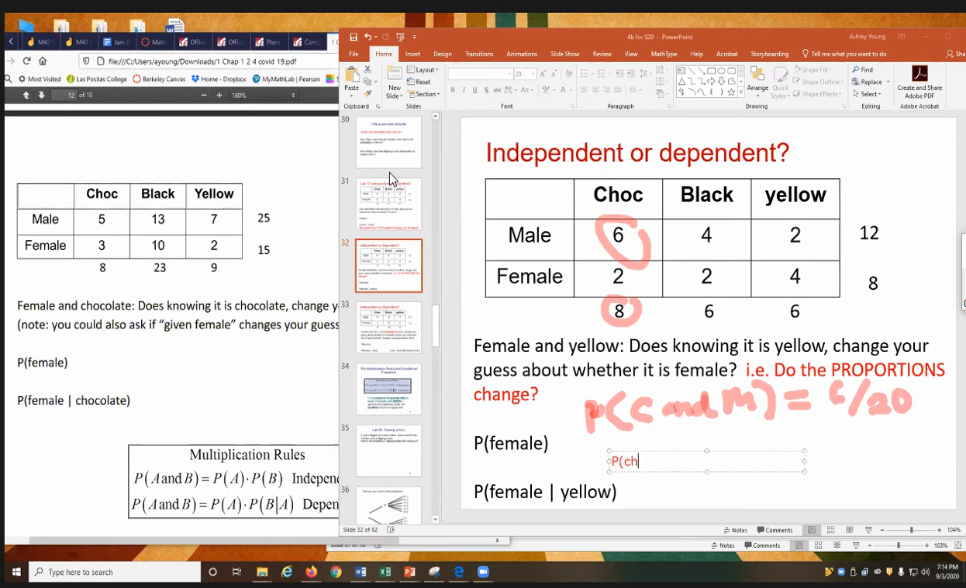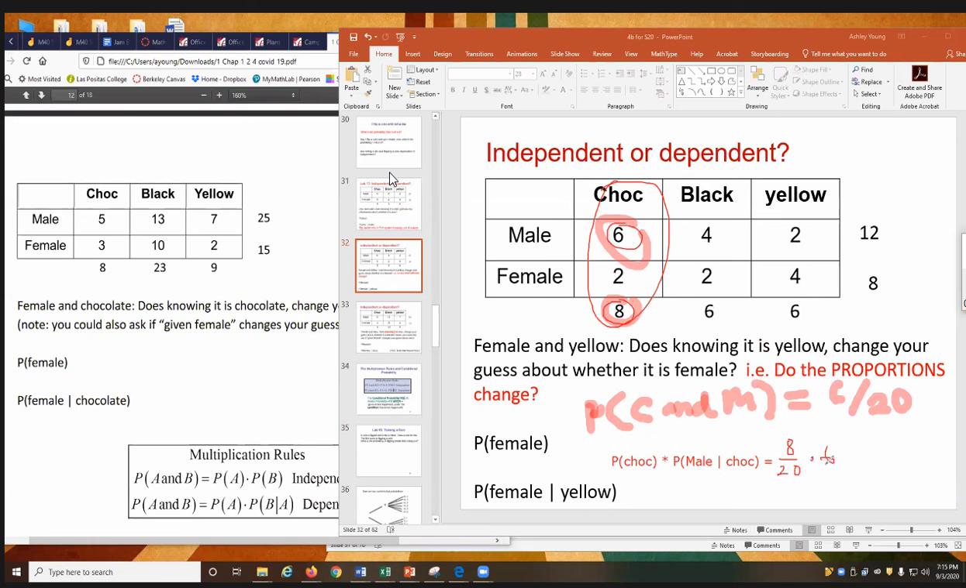chocolate times the probability of male given chocolate. So that would be, let's see, what's the probability of chocolate? Probability of chocolate is 8 out of 20. I'm going to do this by hand, so it's easier to write. Fraction 8 out of 20. And then male given chocolate. So given chocolate, male is 6 out of 8.